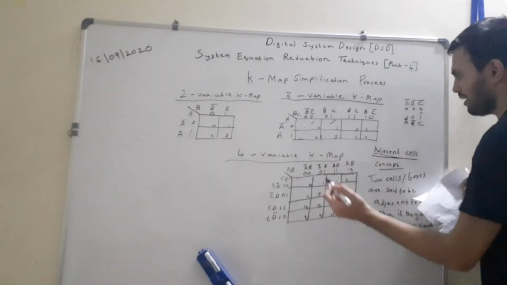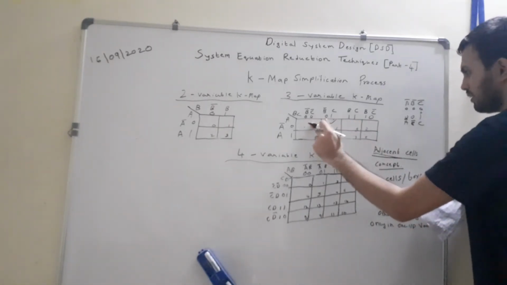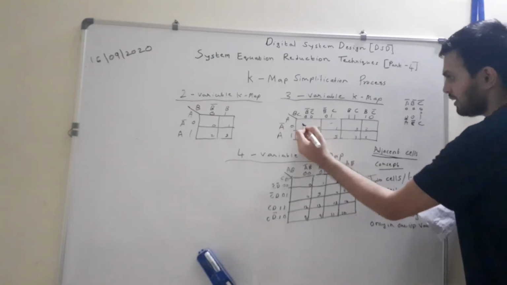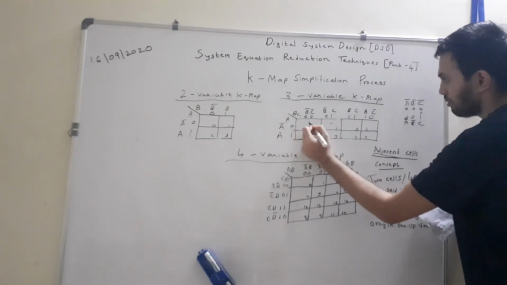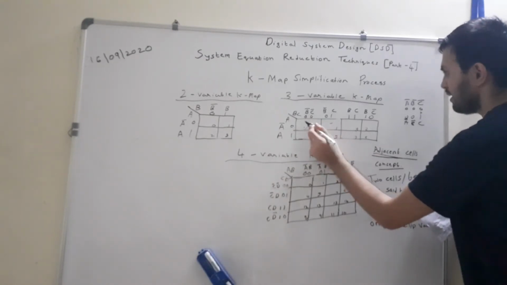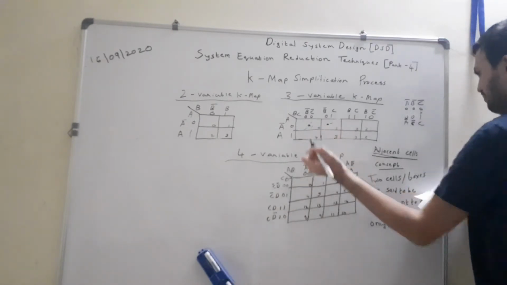Now one interesting thing over here. Look at the input combinations. Here we have 0, 0, 0, and here it is 0, 0, 1. So only one bit changes. I am simply putting a dot stating that these two are adjacent ones.